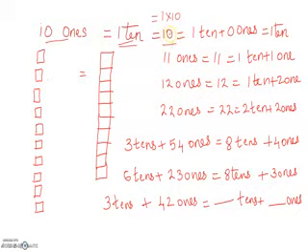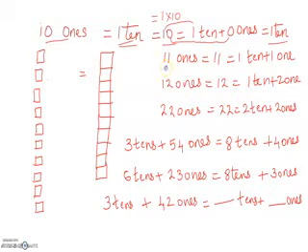And we all know that its expanded form is 1 ten plus 0 ones. There is no value for 0 ones. 0 ones means 0. So we can only write it as 1 ten, 10.